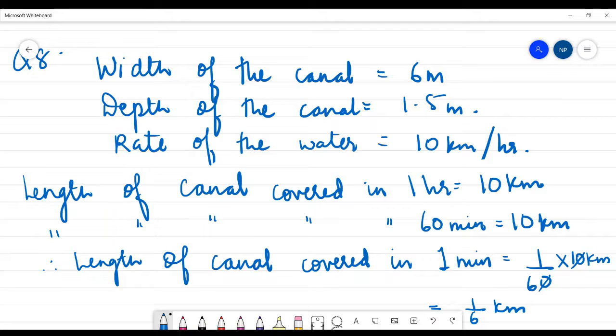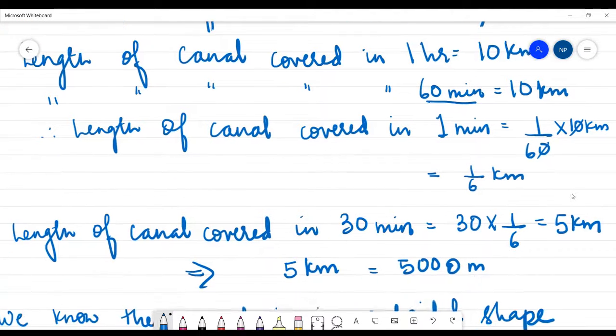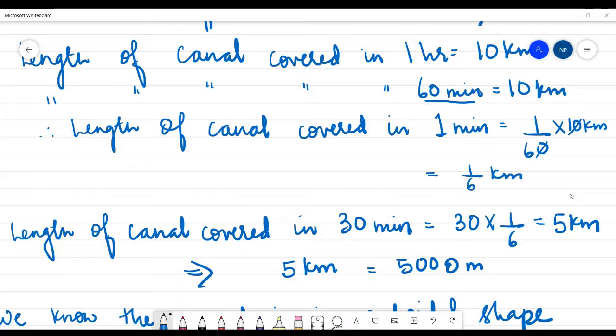So length of the canal that is covered in 1 hour, we know it is 10 kilometer. Now see, they are asking the area, how much will it irrigate in 30 minutes. So this 1 hour, 10 kilometer per hour, we have to cover in minutes. We know the length of the canal covered in 1 hour is 10 kilometer. 1 hour we can write as 60 minutes also. So the length of the canal covered in 60 minutes is also 10 kilometer. Then if we can find out how much is covered in 1 minute, we can find out how much it can cover in 30 minutes as well.